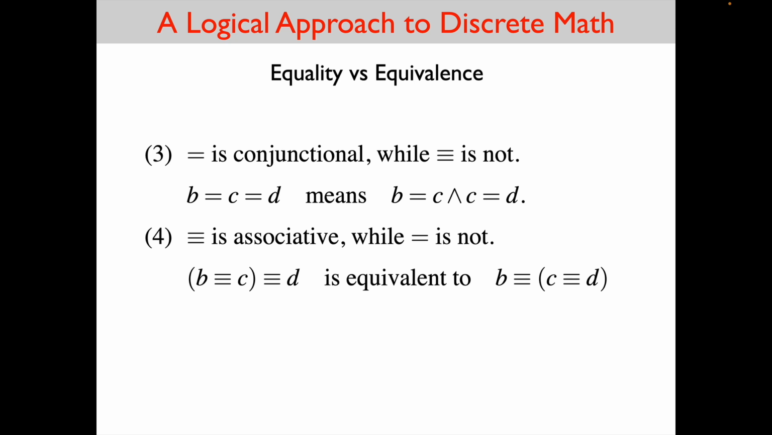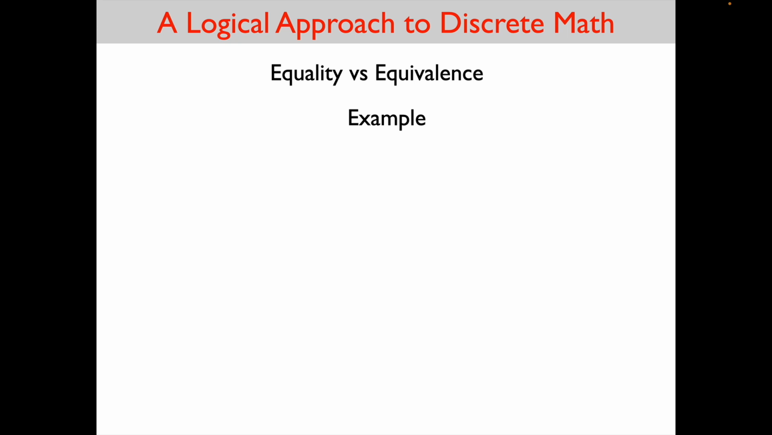And the important thing is that, and students frequently get this wrong, equivalence is not conjunctional. And we will see many examples of this when we start getting into the proofs themselves. All right, so let's take a look at an example of equality versus equivalence.